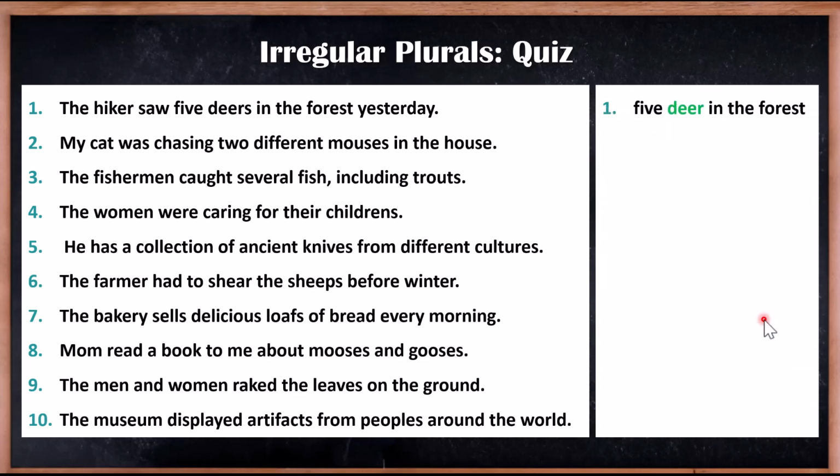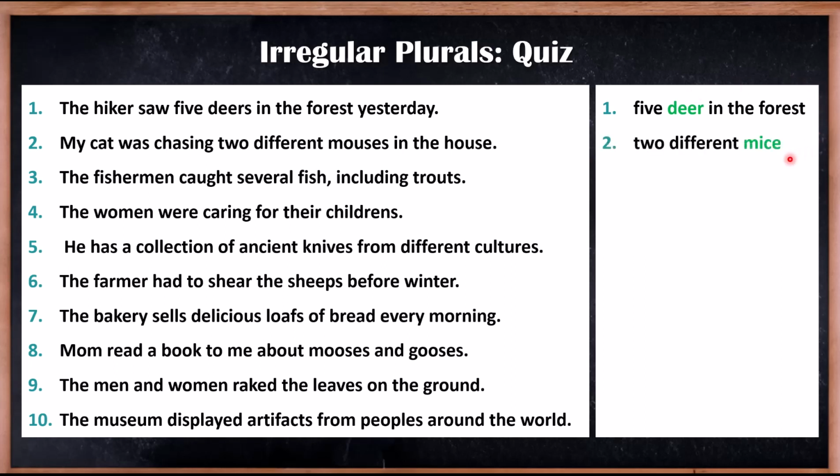So let's correct these together. The first one is incorrect. It should be 5 deer in the forest. No S after deer. Deer is an irregular plural, and it stays the same in both singular and plural forms.